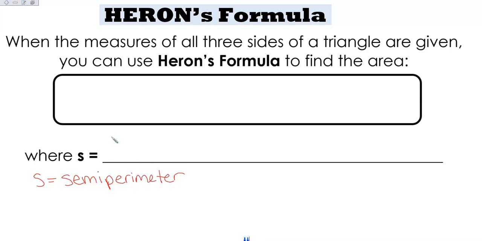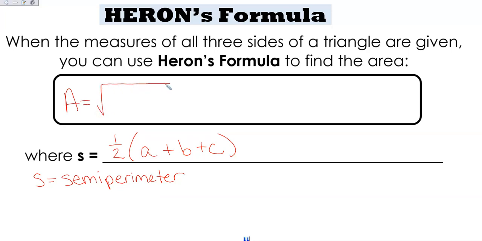And the way that we're going to find S, it's actually half the length of the perimeter of a triangle. So we're going to do 1/2 times the quantity of A plus B plus C. So we're adding the three sides together and dividing it by 2. That is my semi-perimeter.